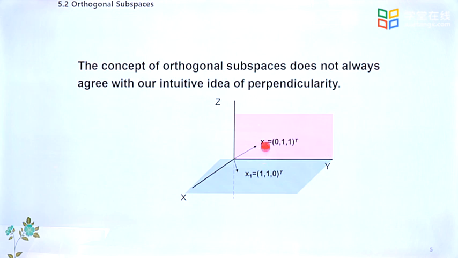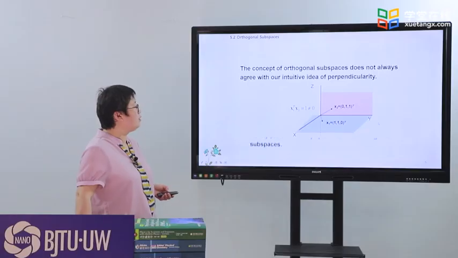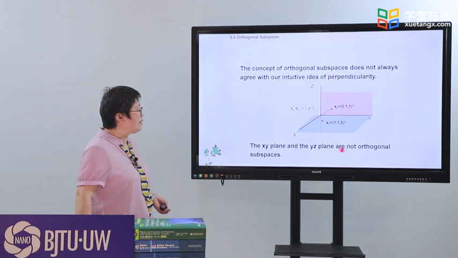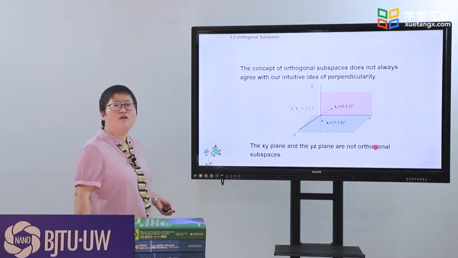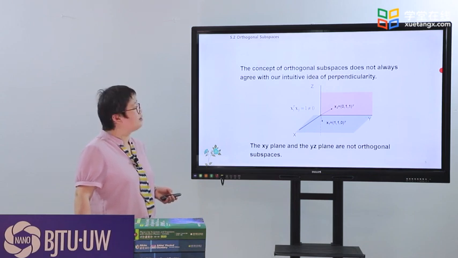If you take the scalar product of x1 and x2, it is 0 times 1 plus 1 times 1 plus 1 times 0 equals 1, which is not 0. So the XY plane and the YZ plane are not orthogonal subspaces, although you may intuitively think they are perpendicular to each other. They are not orthogonal.